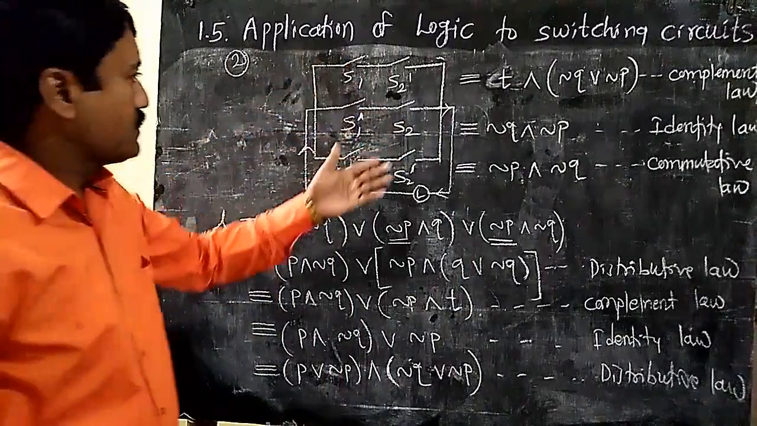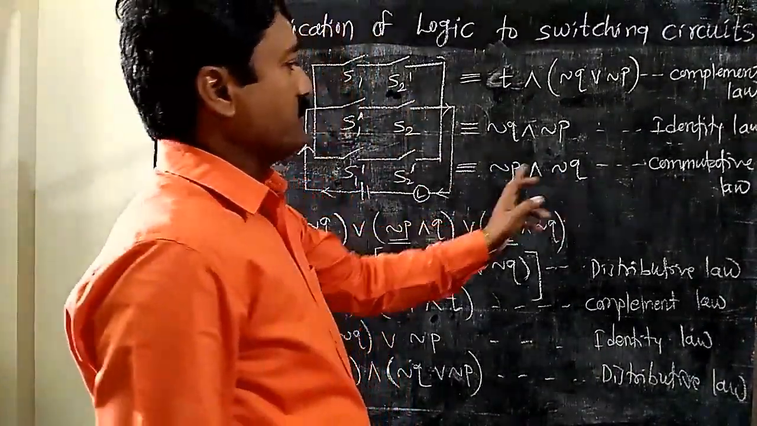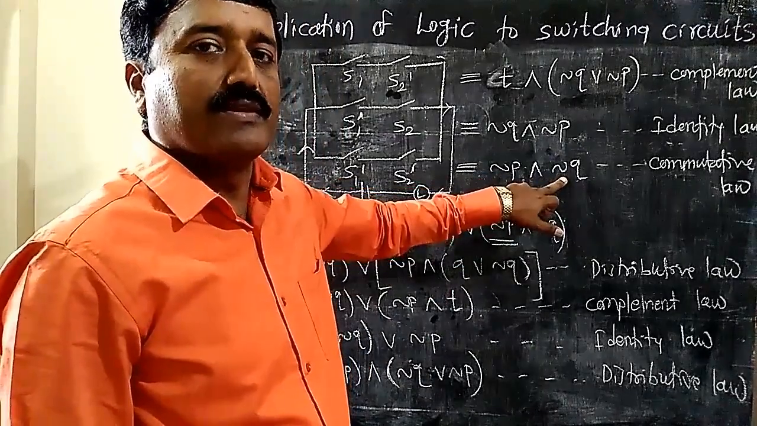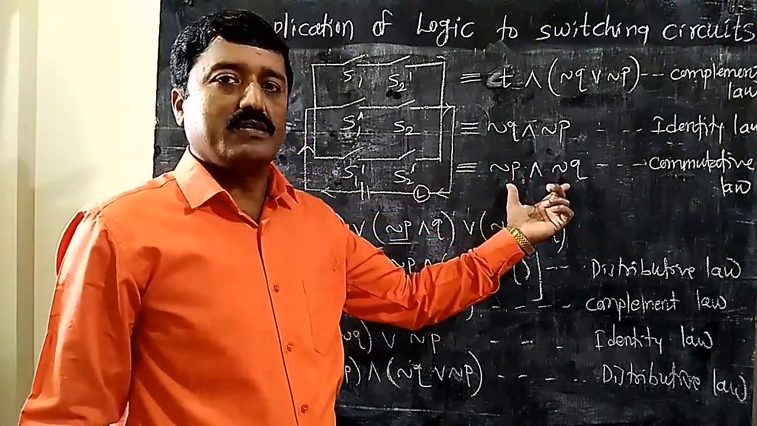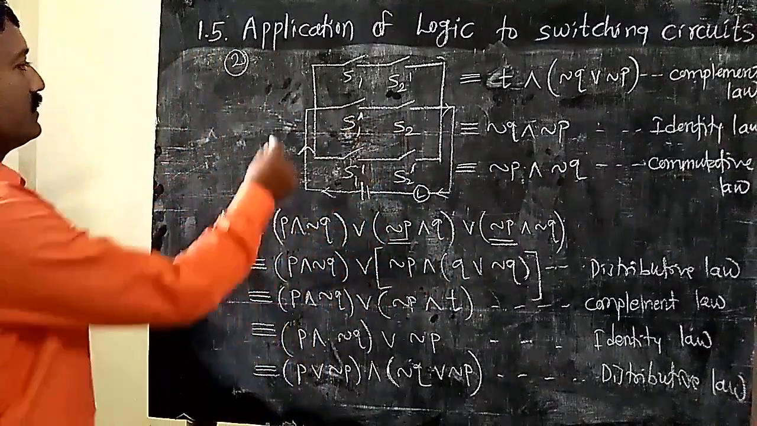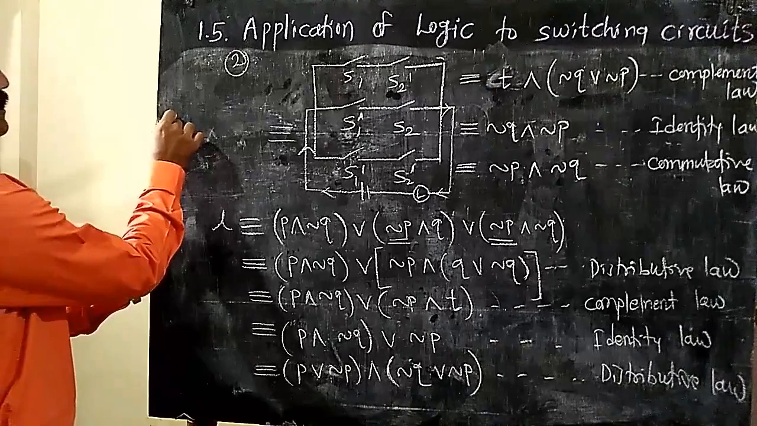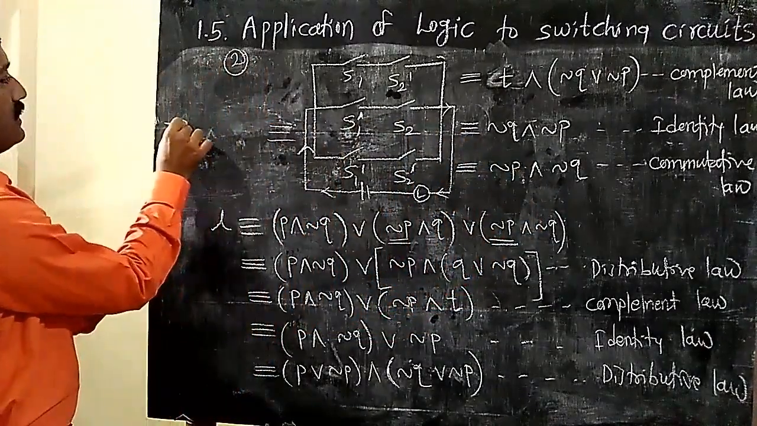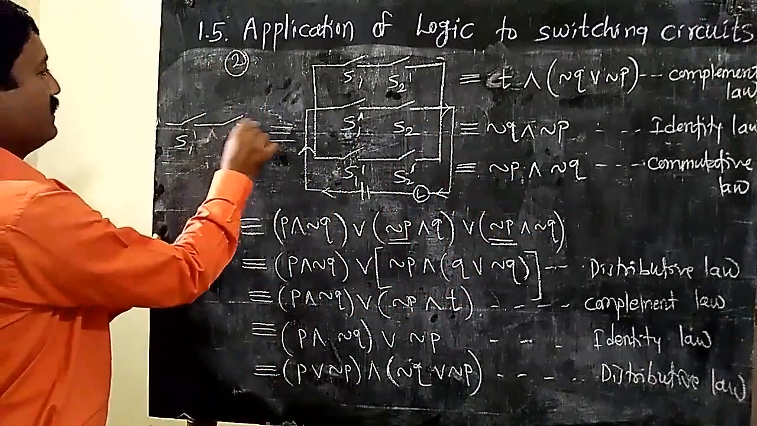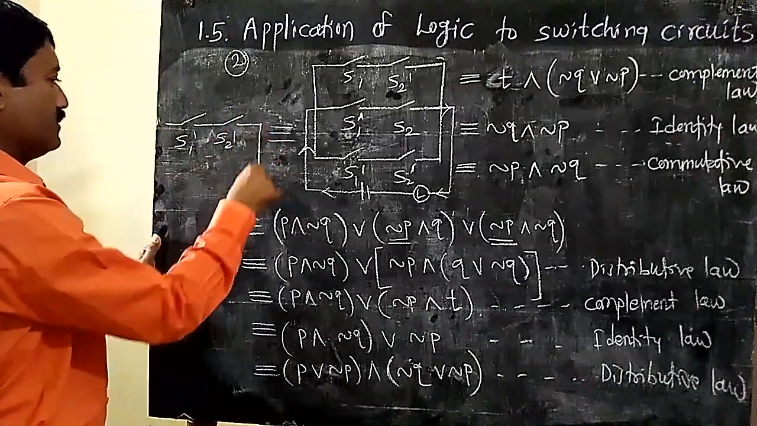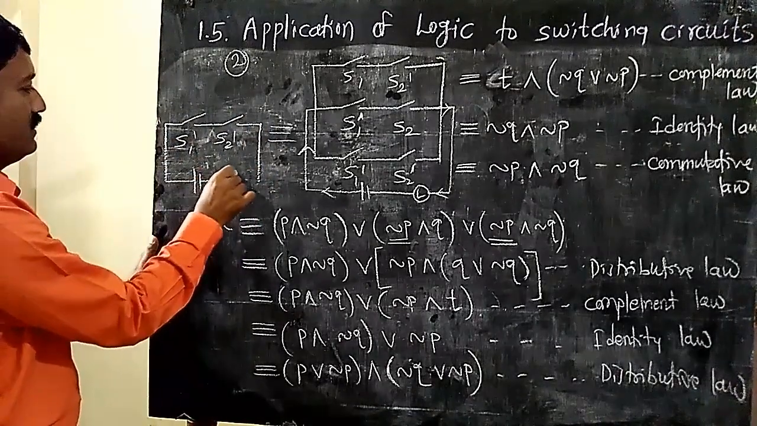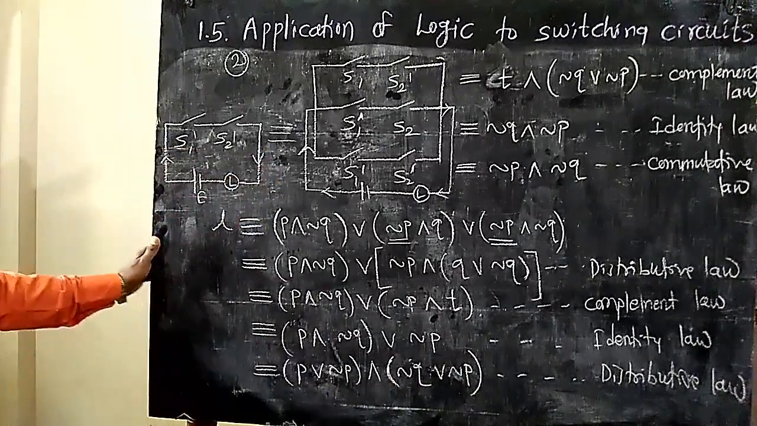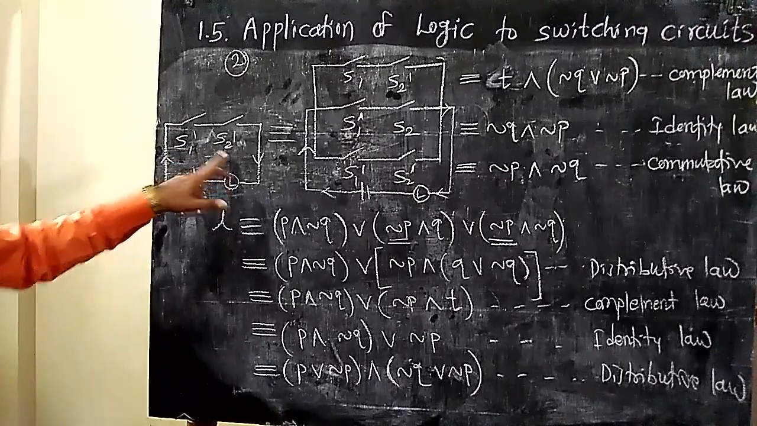So these six switches are reduced to only two switches. Negation P denotes switch S1 dash, negation Q denotes switch S2 dash. So there are only two switches, S1 dash and S2 dash, in the equivalent switching circuit of the given circuit. The simplified switching circuit contains two switches in series combination, switch S1 dash and switch S2 dash. These are the only two switches that remain in the simplified circuit. Obviously, both S1 dash and S2 dash should be closed so that current will pass.